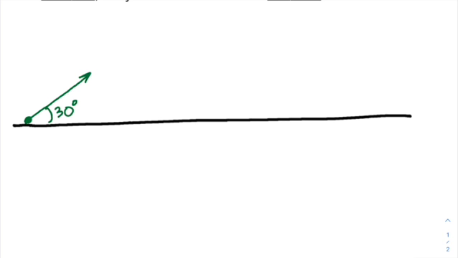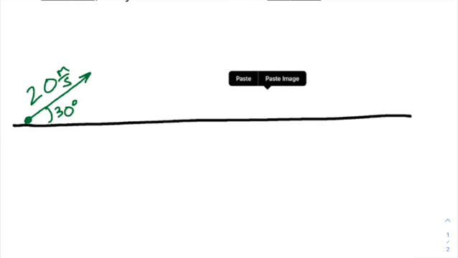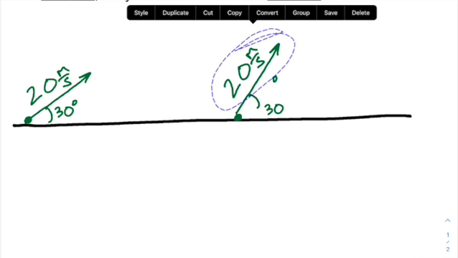So we're launching this projectile at a 30-degree angle and a velocity of 20 meters per second. Those are the initial conditions that Cam gave us. We're going to take that same projectile, paste it over here, but change the angle from a 30 to a 60-degree angle.